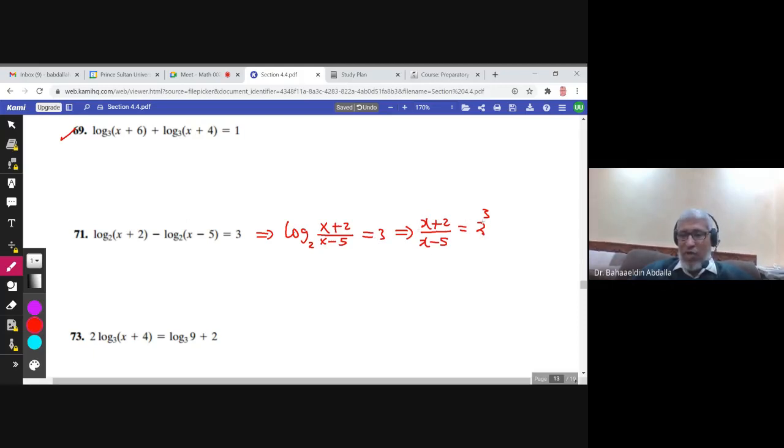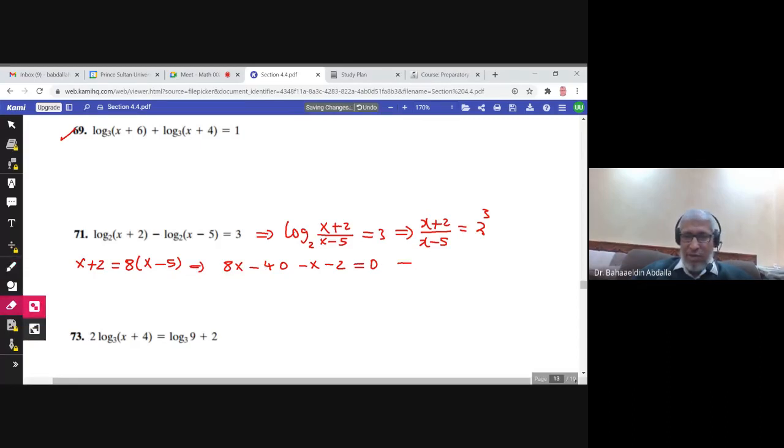Now to solve this equation, I multiply cross product. So x plus 2 times 1 equals 2 to the power 3, which is 8, times x minus 5. So I will have 8x minus 40 minus x minus 2 equals 0. I shouldn't do it like this. It is okay to do it like this, but I will do it in another way. 8x minus 40 equals x plus 2. This is a linear equation. It's not quadratic, so it's very easy.